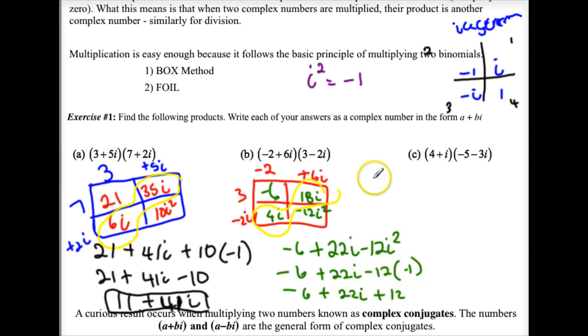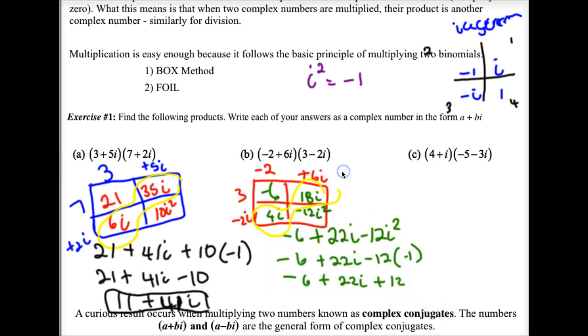This becomes negative 6 plus 22i plus 12. Negative times a negative is a positive. Again, let's just bring this up here. Move this a little up so I can write in the bottom. So my final answer turns out to be, combining like terms, negative 6 plus 12 is a positive 6 plus 22i. And that's my final answer.